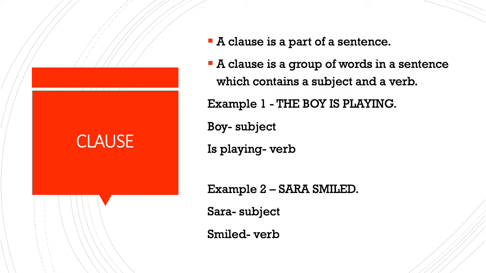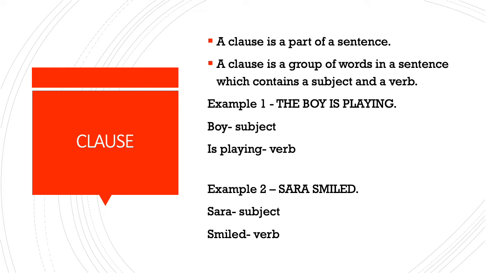Clause. A clause is a part of a sentence. Now what is a sentence? Earlier in the last grammar video we discussed what a sentence is. A sentence is a group of words arranged in a particular manner so as to tell us about a thing, or which has some meaning. A clause is a part of a particular sentence. Now what is a clause? A clause is a group of words in a sentence which contains a subject and a verb.